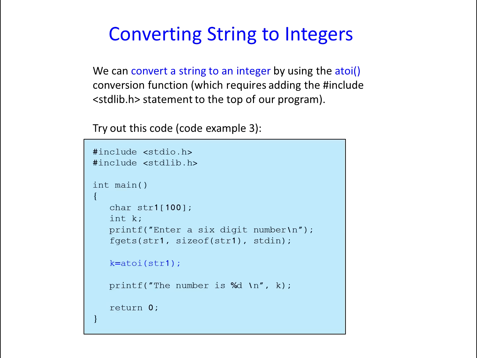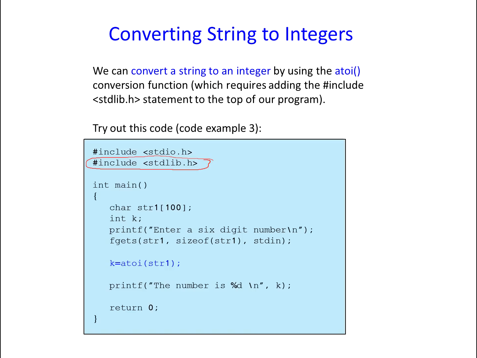Another thing you'll want to know about is that when you type in a number, it only comes in as a character array or a string, and we need to convert that to an actual integer. So we need to use some conversion functions. We can convert a string to an integer by using the atoi conversion function, and we also need to include the stdlib header that allows us to use that function.